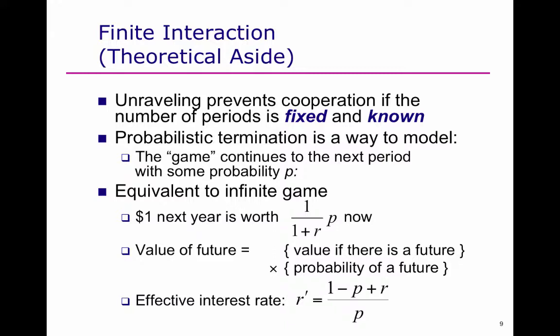And what we remember is the time value of money. The $1 next year is worth 1 over 1 plus r. That's the discount factor, times the probability that next year's profits are being made. See, the value of future is that there's a value if there is a future, times the probability that there's a future. Yet an effective interest rate we'll label as r prime, which is equal to (1 minus p plus r) over p. That's us just simply identifying or working through the first bullet point under equivalency to the infinite game. Just mathematical interest rate r is the effective interest rate.